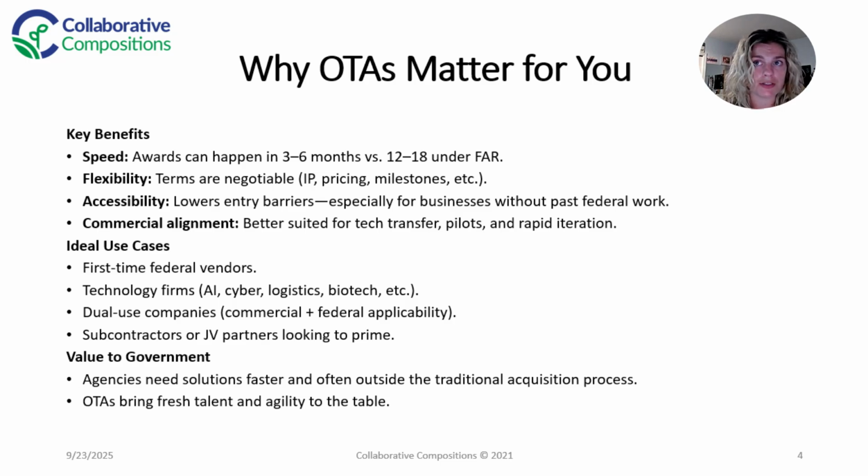Oftentimes, other transactions are known for the speed at which they can be issued, awarded, and performed. Things on other transactions are oftentimes shorter form in the response requirements, requiring anything from a white paper to maybe an Excel spreadsheet with a couple of columns filled in. And the awards can happen in 3 to 6 months, even sometimes a little bit quicker. Traditional FAR-based contracts are going to take anywhere from 12, 18, even 24 months in some cases just to get awarded. Other transactions offer a lot in terms of flexibility.